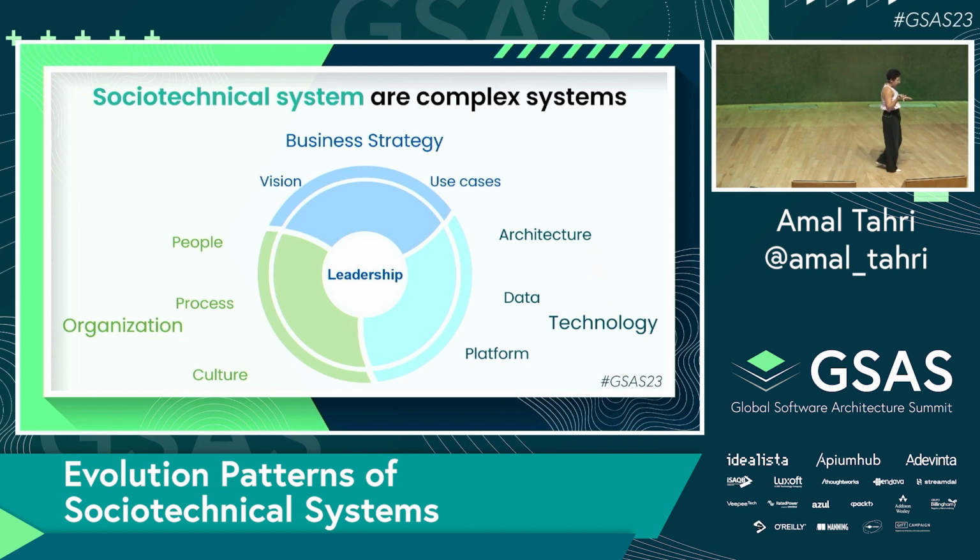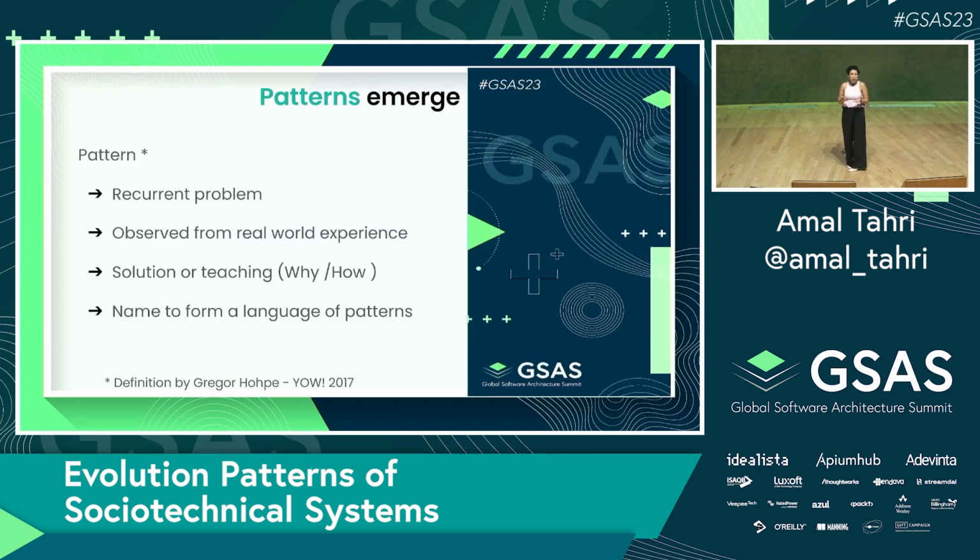When you're talking about strategy, you will have a vision and you will have use cases. And then we will have our organization and technology that we will set as the basis for our socio-technical system. In technology, we talk about architecture, data, and platform. And when we talk about organization, we have the people, the process, and the culture. And when all these parts of the system interact together, patterns emerge.